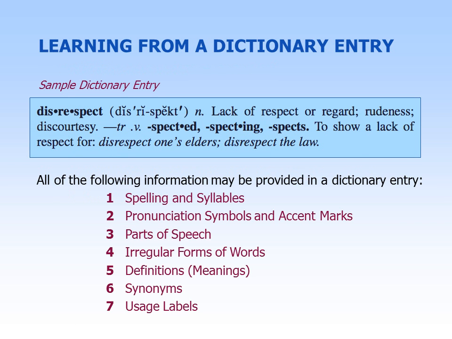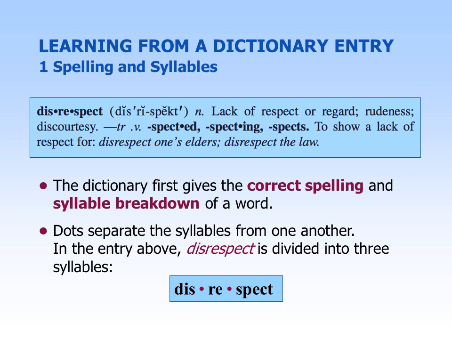Okay, what I'm going to start to cover are the 7 things that a dictionary would tell you. First, it will tell you spelling and syllables. Second, pronunciation symbols and accent marks. Third, parts of speech. Fourth, irregular forms of words. Fifth, definitions, which you really want. Sixth, synonyms. And seventh, usage labels. Each of the slides following will go into this in more depth.